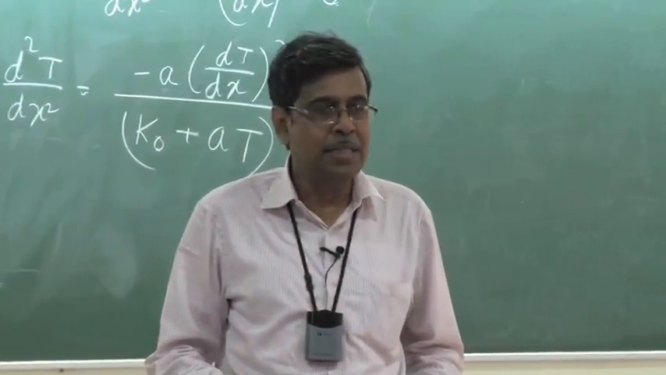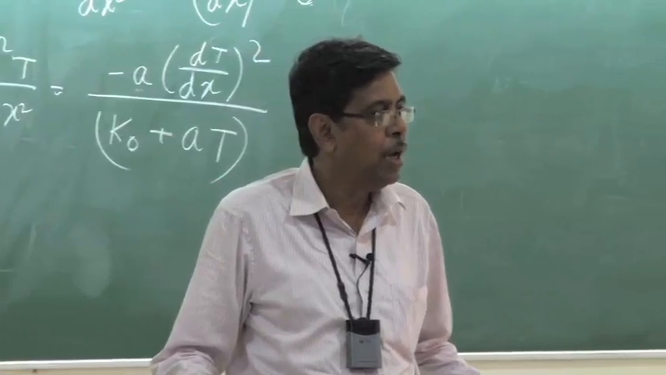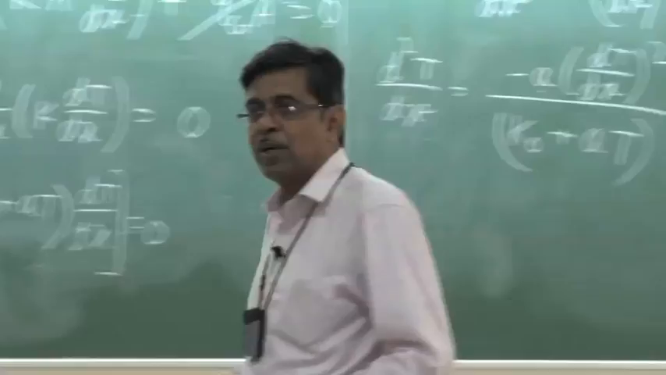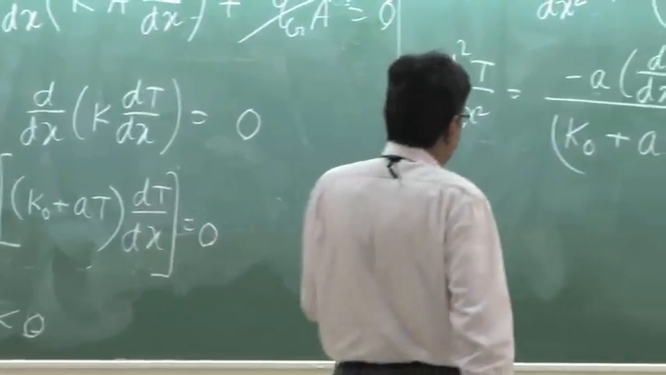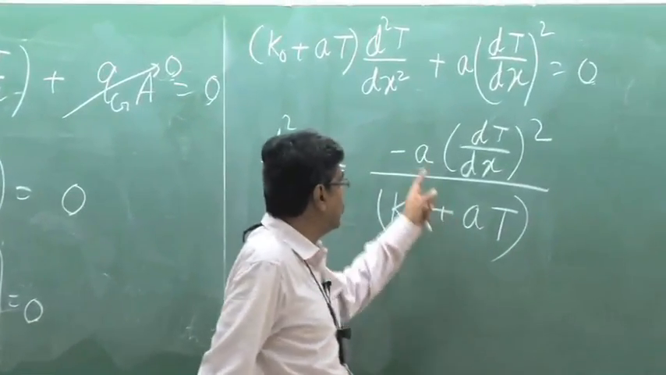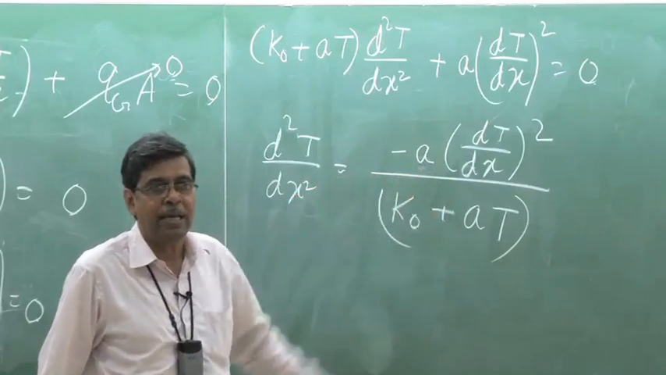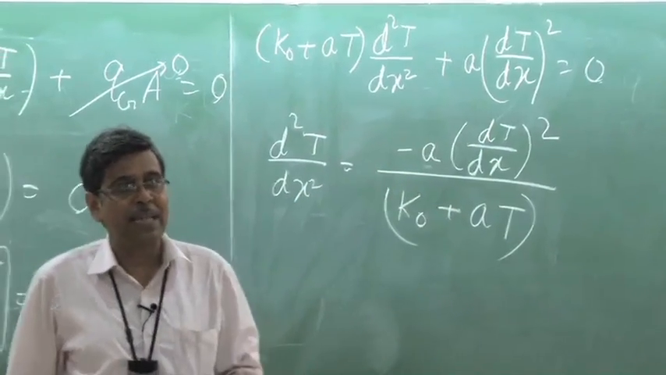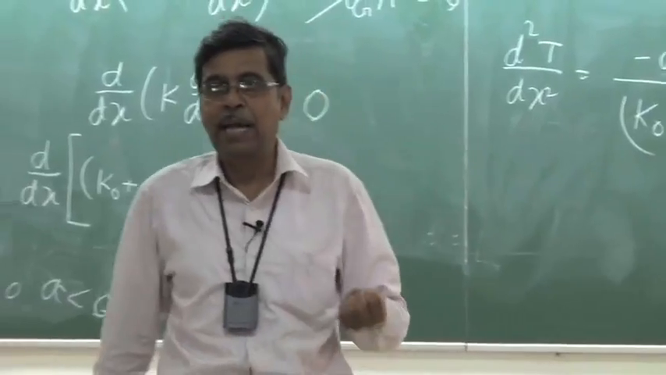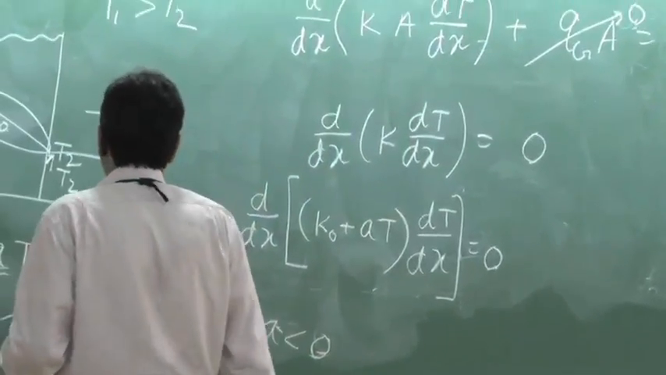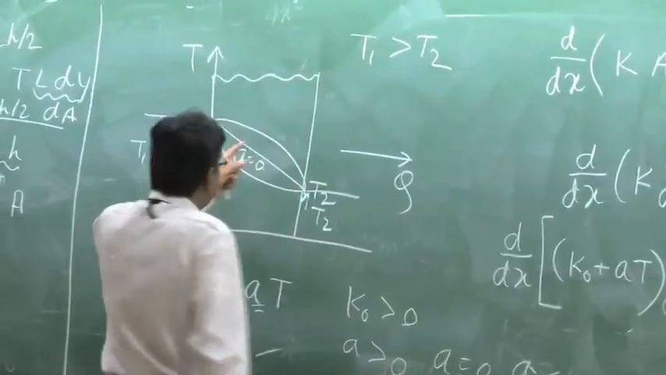Why? This is because thermal conductivity has to be positive. So it is a scalar property, thermal conductivity. So k0 plus at. Therefore, d square T dx square is exclusively with a. That means when a is greater than 0, it is negative, and when a is less than 0, it is positive. Negative means d square T dx square is decreasing.